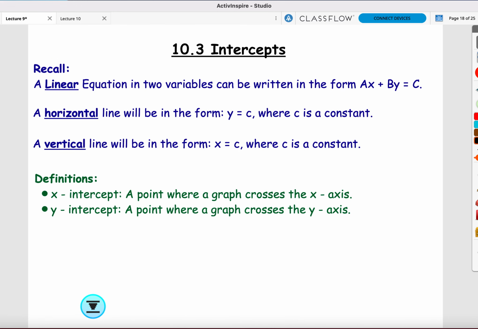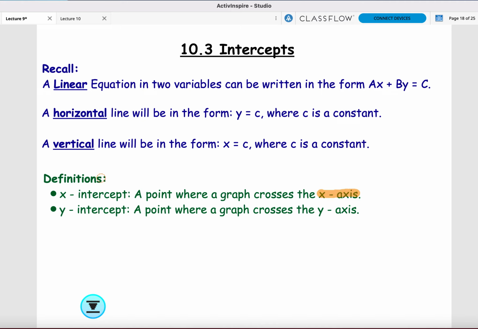We're on the third section, 10.3, intercepts. So recall a linear equation in two variables can be written as ax plus by equals c. We know a horizontal line is in the form y equals c, where c is a constant. We know a vertical line will be in the form x equals c, where c is a constant. We have some definitions here. An x-intercept is a point where a graph crosses the x-axis. A y-intercept crosses the y-axis. It's a specific point. So we're going to need to utilize that in this lesson.